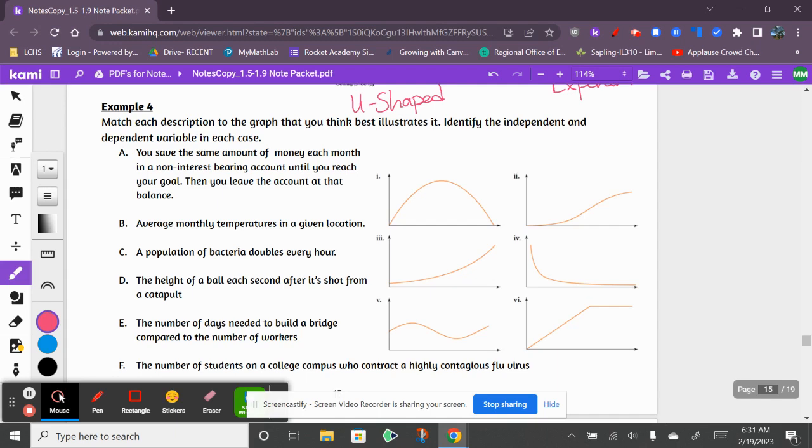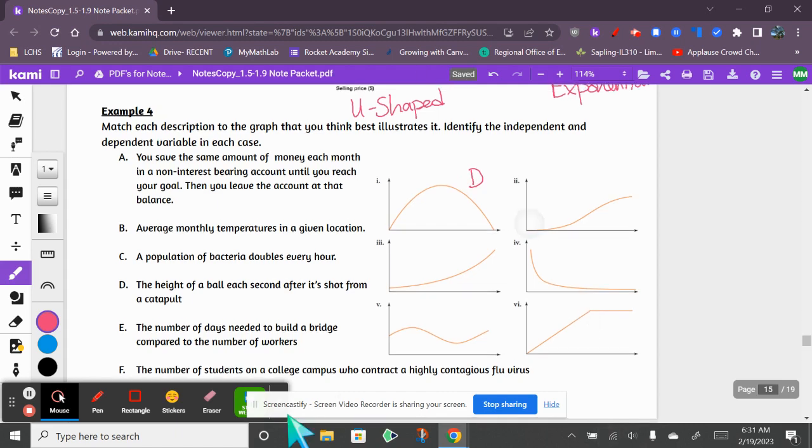So I'm actually going to have us start with the middle here. For D, it says the height of a ball each second after it's shot from a catapult. When we think about this, it's probably the most visual out of all of them. And so that one would be this one right here. So this would be D. The independent variable is our time, and the dependent variable would be our height of the ball.